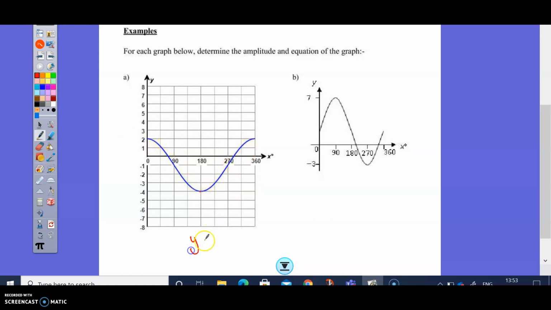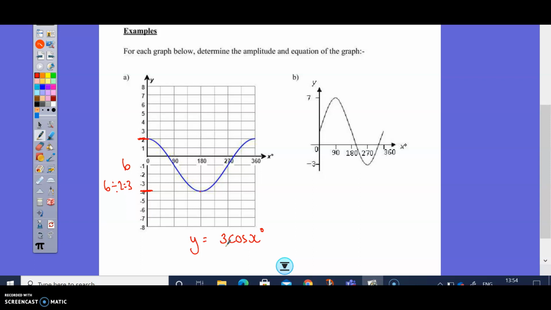So I know it's going to be the form y equals something cos, or it's just going to be cos x, because there's one of them in 360 degrees. Okay, so it goes down to minus 4, it goes up to 2, so I'm just interested in the distance. So the distance there is 6. If you go from 2 to minus 4, it's 6. Half of that is 3. That means it must be 3 cos x.